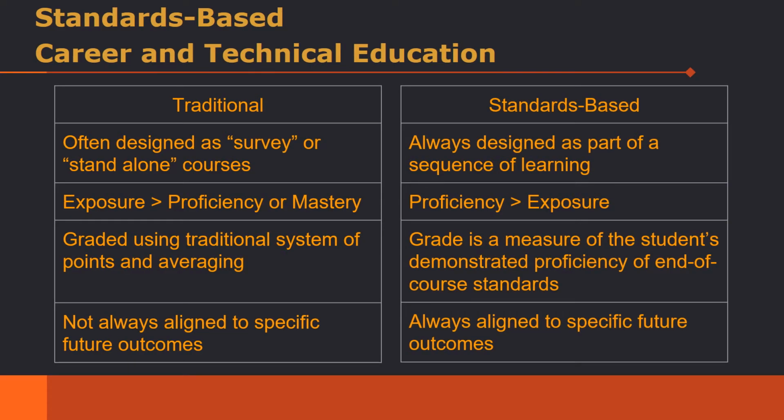Standards-based career and technical education courses, on the other hand, are always designed as part of a sequence of learning, and proficiency is more important than exposure. The students should leave that course with skills that they did not have before. And their grade should be an accurate reflection of to what level they have demonstrated proficiency of those skills. And the course should always be aligned to a specific future outcome, regardless of whether the student goes there, knowing that if the student took the course and moved on, it would take them to employment.